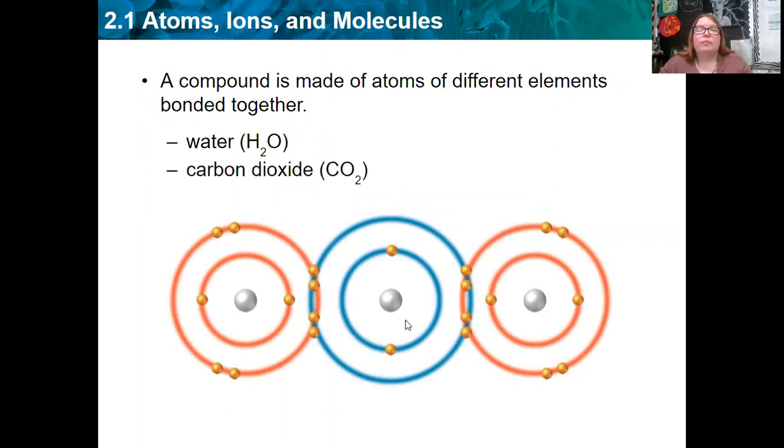So this one is carbon dioxide. So we know what carbon is. Di means two and oxide means oxygen. So you're not going to have to know a whole bunch of chemical formulas in order to do well in this class. But things like water and carbon dioxide, you'll need to be able to recognize those.